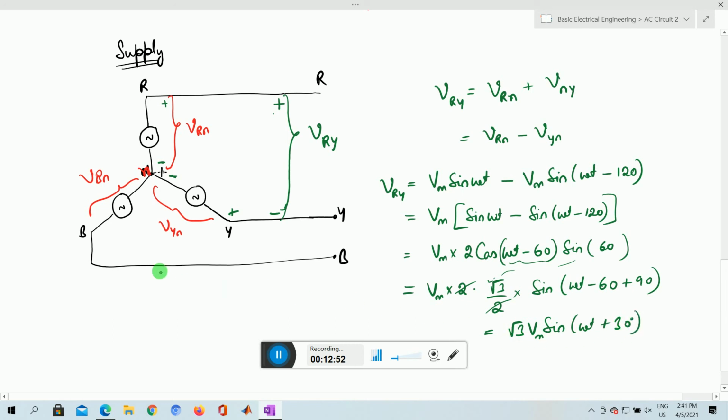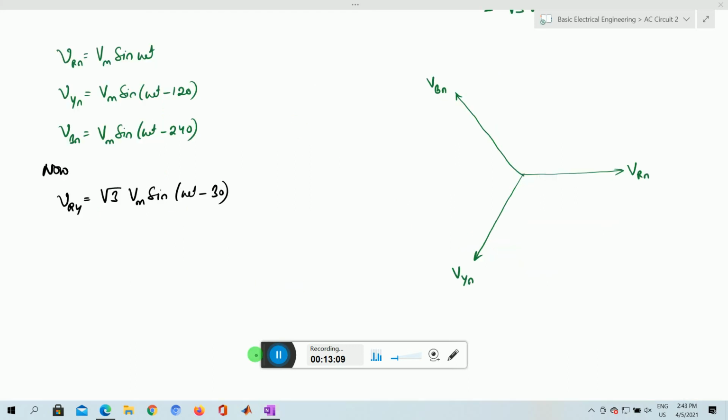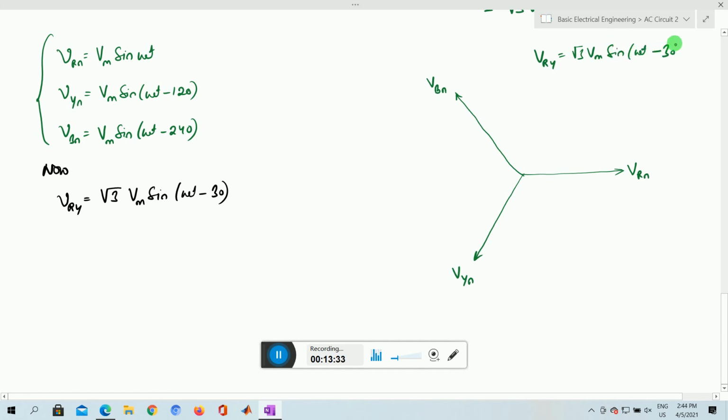So what we get, the value of VRY from here, is VRY equals root 3 Vm sine of omega t plus 30 degree. Let us draw the phasor diagram out of it. So we have drawn here again the VRN, VYN, VBN, and this phasor diagram is done. We form the equation by solving for VRY, and we get root 3 times Vm sine of omega t minus 30.